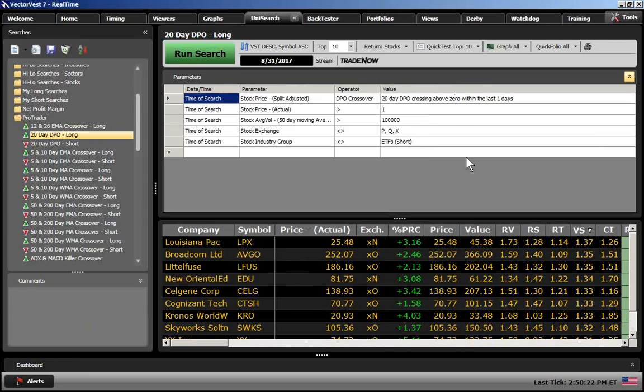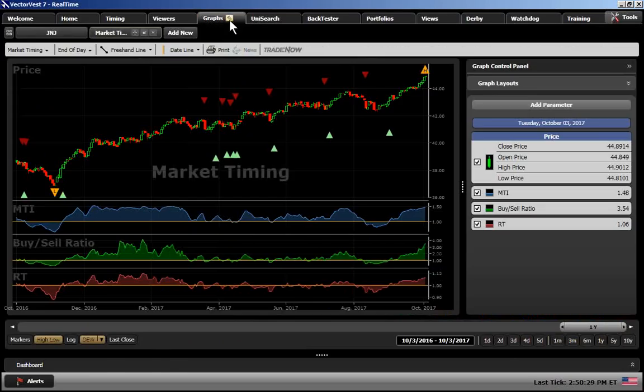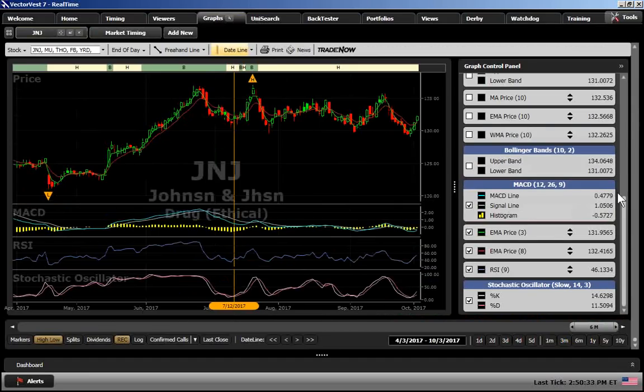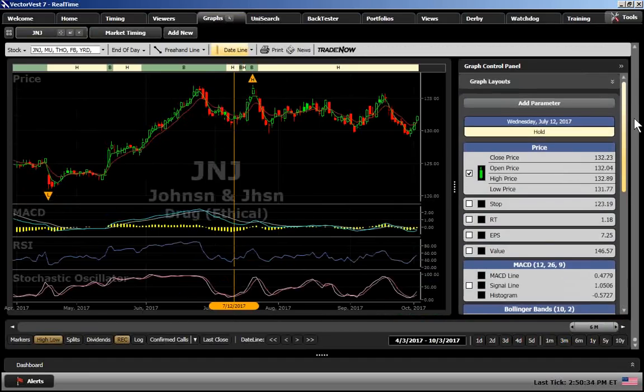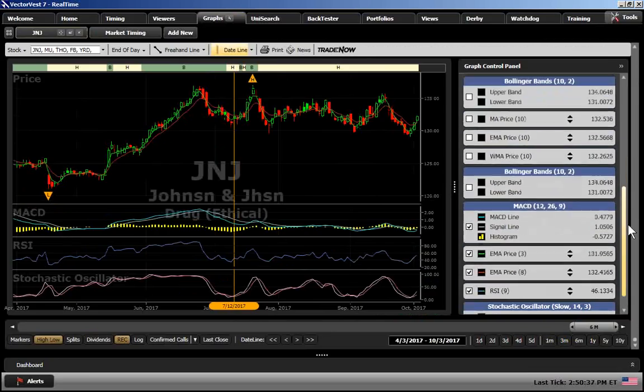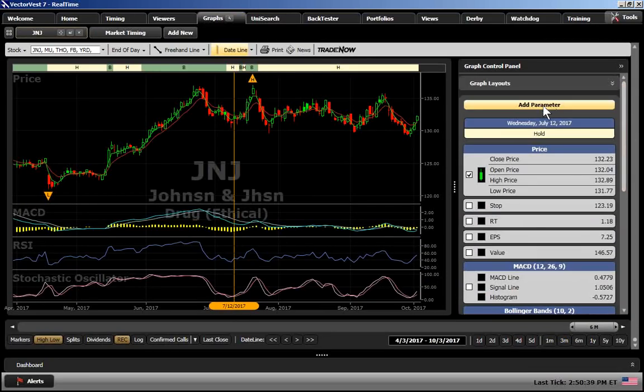What else prudent? How about we didn't talk about support and resistance, right? That's a great way to trade into stocks. Let's go back to the graphs real quick. Go back to some of these stocks. One of the things that I love about the VectorVest software is that we do track support and resistance for you. We draw the lines.